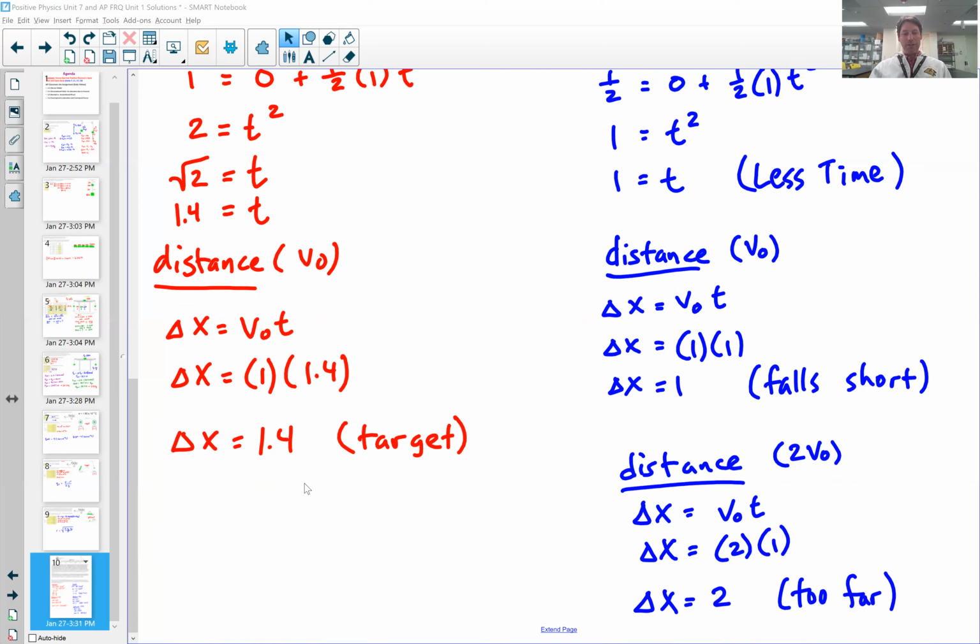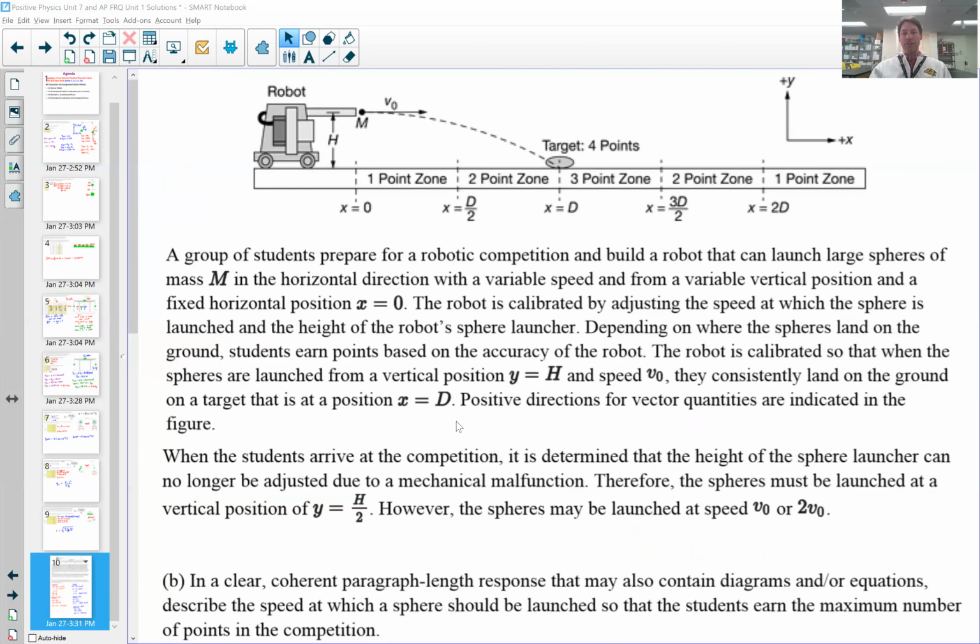So if we compare it to what it would be at the original value, we can see originally it would fall at a distance of 1.4. That's where the target's at. If we shoot it at the original velocity, but half the height, it's going to fall short at 1, not 1.4. If we shoot it at half the height, but double the velocity, it's going to land at 2, which is beyond this target. Okay, but that should still fall in this 3-point range.